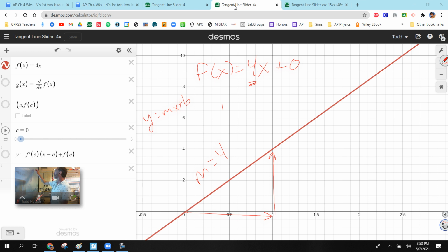Therefore, I can say f prime of x is 4. Or I can say the derivative of f with respect to x is 4. Because once again, the slope is constant. The slope is not changing. So no big deal. All right?